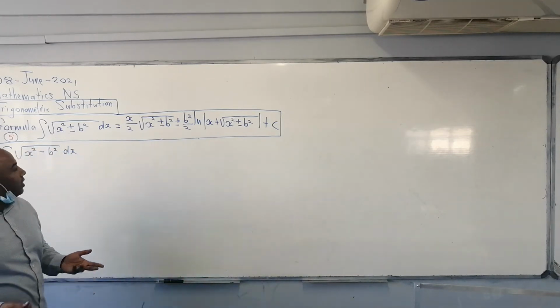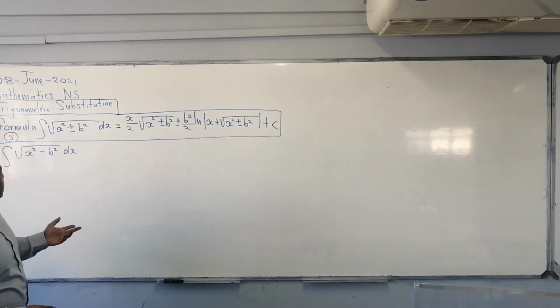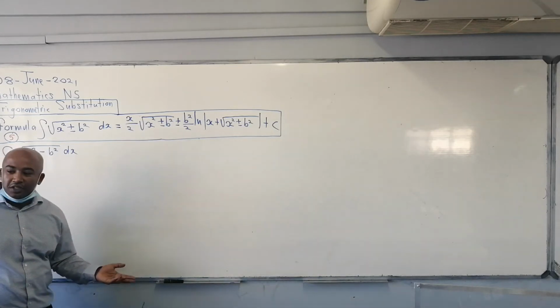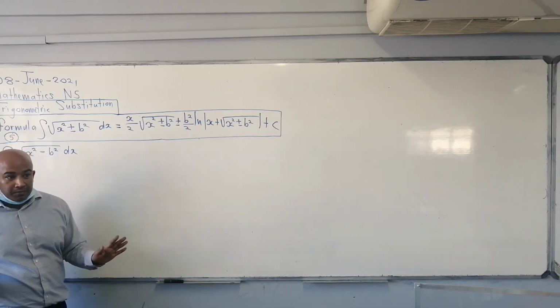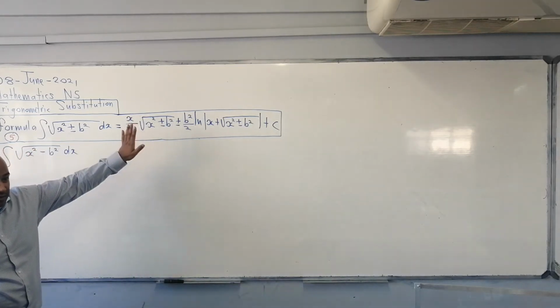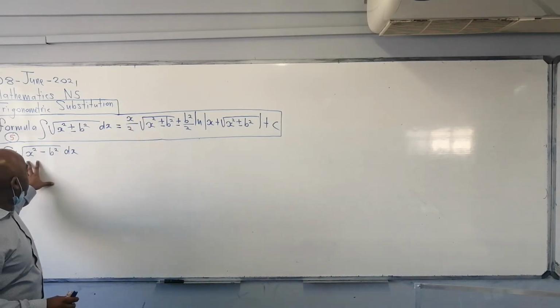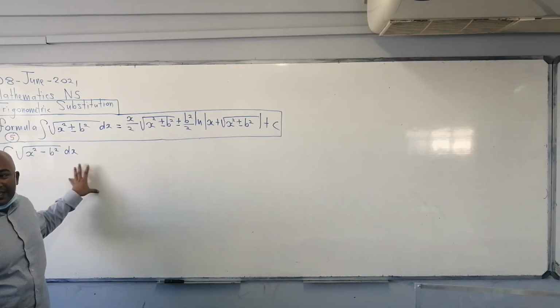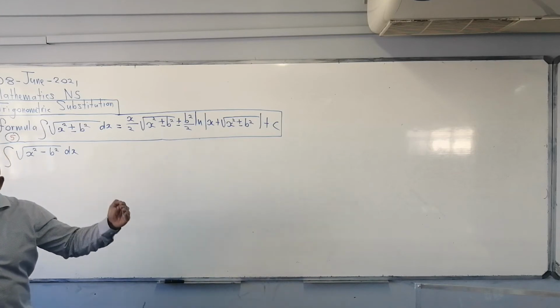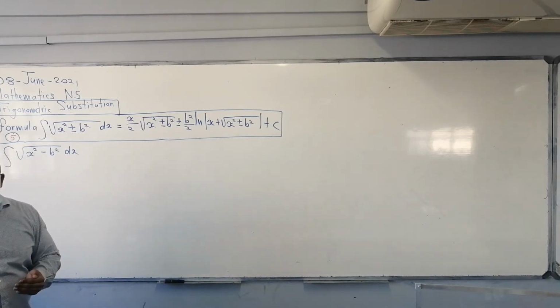Okay, so now we know that U substitution does not work over here. I'm talking about if you did not know the formula. U substitution here does not work because there's no exact derivatives here. That's why we use trigonometric substitution.